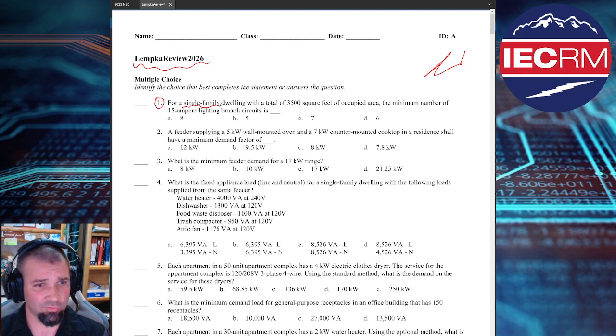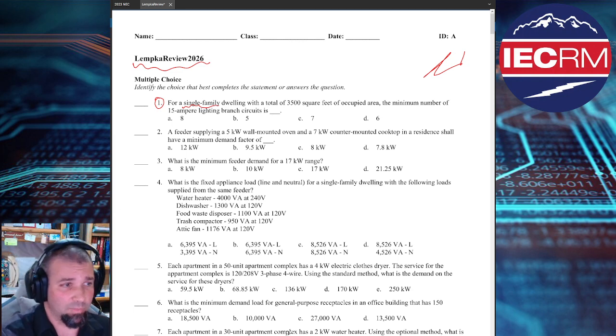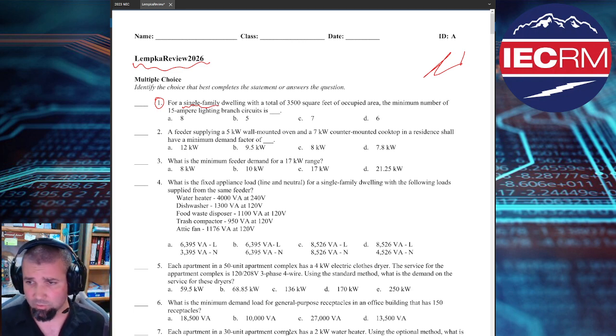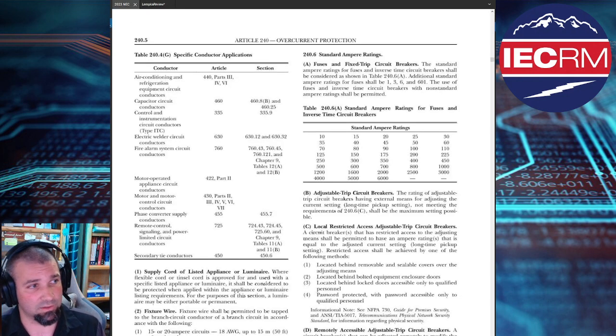Okay, this is way back when we were talking about the VA per square foot. Now, do remember there has been some changes to this in the 2026 code. This is going to be based on the 2023 because that's still what we're talking about until adoption comes up in the next month or two. But for the time being, we are in the bounds of the 23 NEC, so we're going to talk about that one.